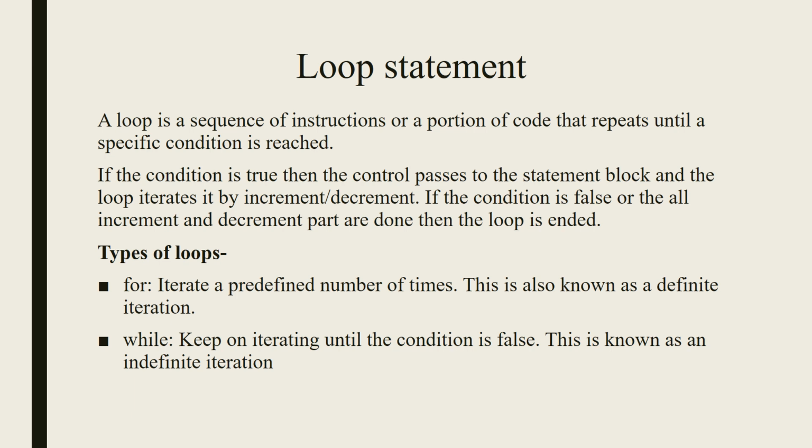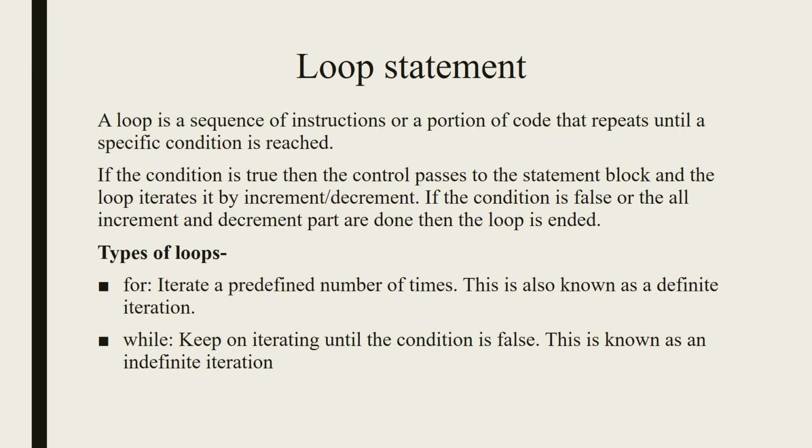If the condition is true, then the controller passes to the control block and the loop iterates by increment or decrement. If the condition is false or all the increment and decrement parts are done, then the looping is ended. There are two types of loop.